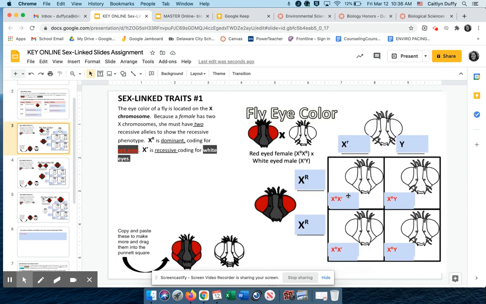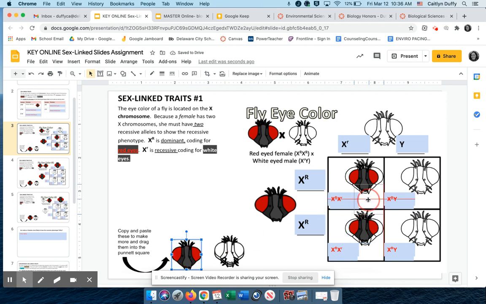So let's do the females first. This one's heterozygous. This one's heterozygous. Both of these females are going to have red eyes. All right, now let's look at these males. We have X big R Y and X big R Y. Both of the males are going to be red-eyed. That's all you have to do for that first slide, okay? Let's go on to the next one.